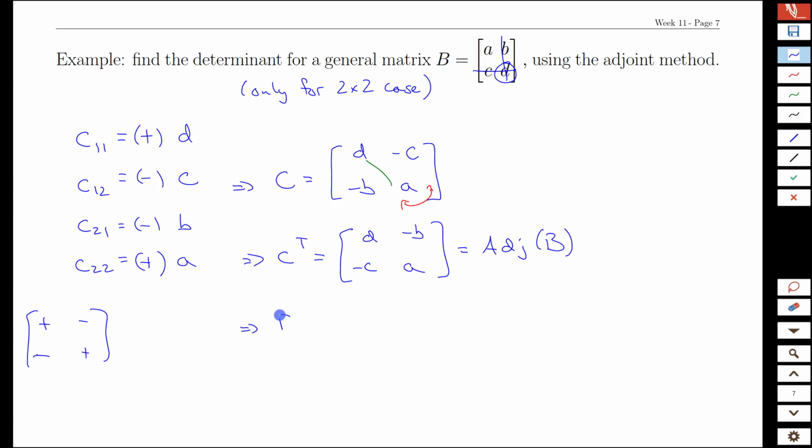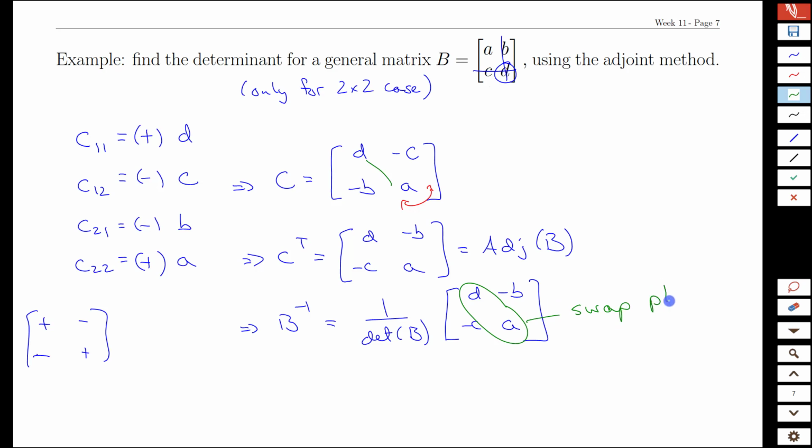And that means that, sorry, this is adjoint of B this time as our matrix that we started with. So B inverse is equal to 1 over the determinant of B. And here's that general pattern that we saw before. D minus B minus C and A, where we swap the places on the diagonal. If you take a look at what we started with up here, we had A and D, and now we have D and A. On the off diagonals, we just flip the signs.